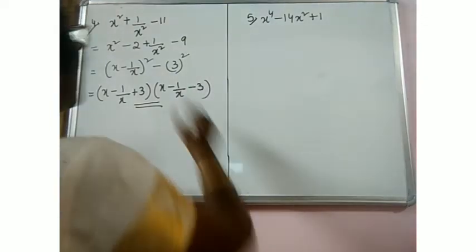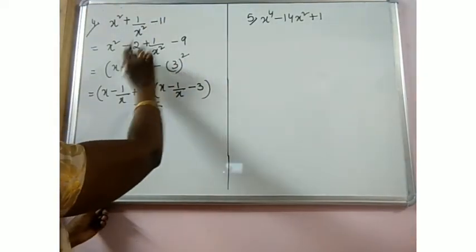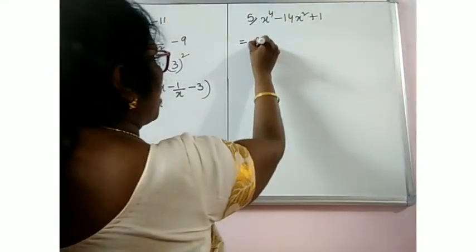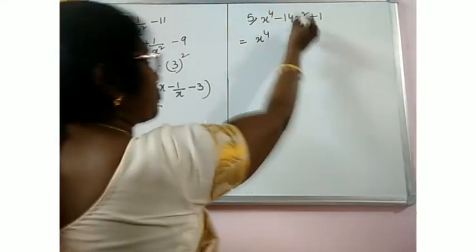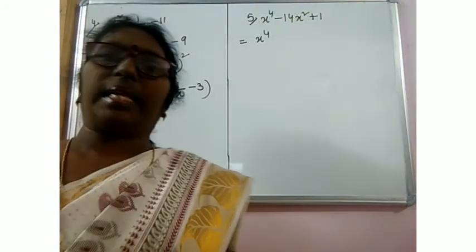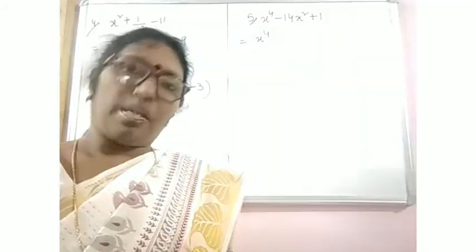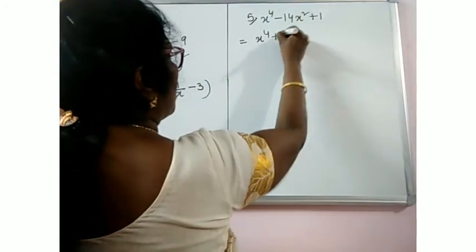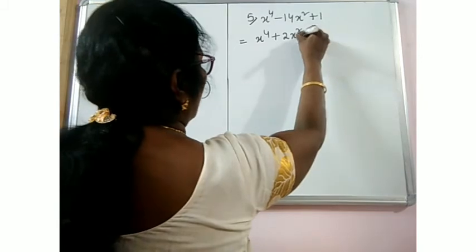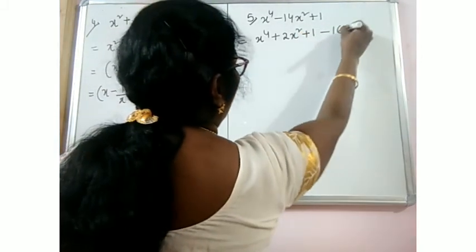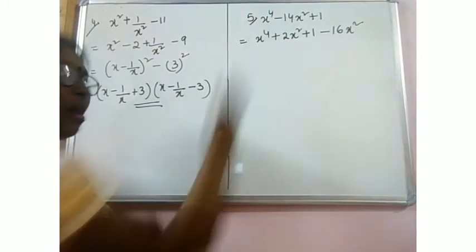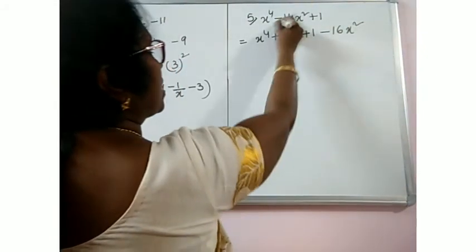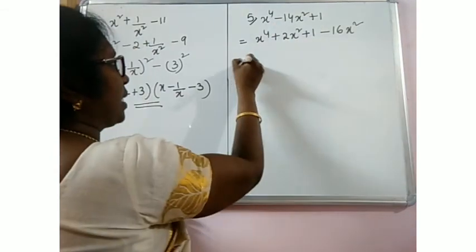Now here you see, in the fourth one minus 11 we have split as minus 2 and minus 9. But here let us see what to do. x⁴ − 14x² can be written as x⁴ − 16x² + 2x² + ... Any problem? Because 16x² is a perfect square. Minus 16x² plus 2x² gives you minus 14x².